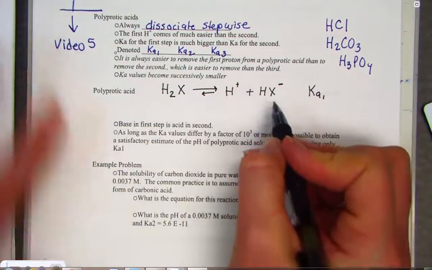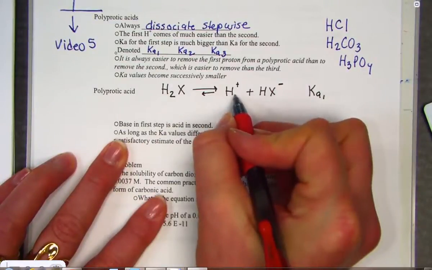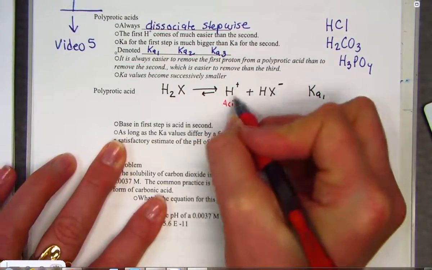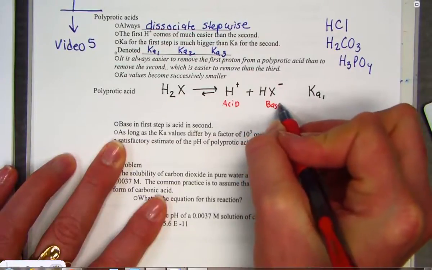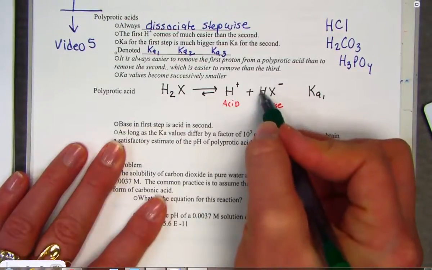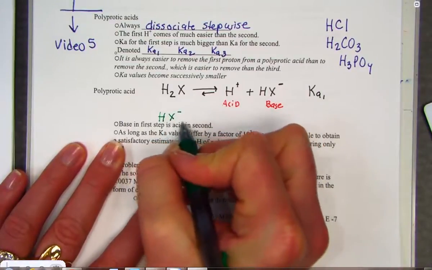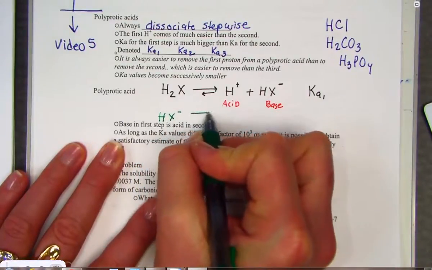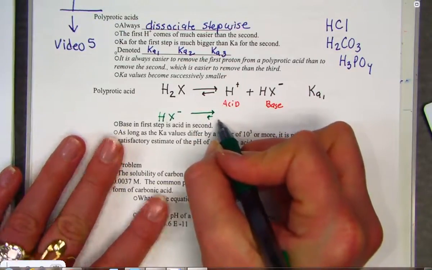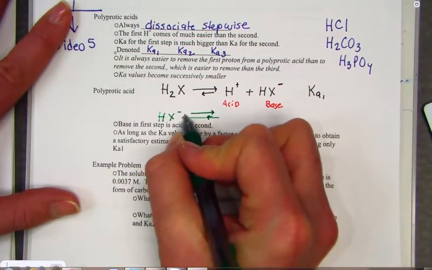So let's remind ourselves of some conjugate pairs. This would actually be in water, and so we would label this the acid. Protons are always acids, and this would be the base in conjugate Bronsted-Lowry pairing. But this base in the first equation now becomes the acid in the second equation, and I'll take off that second proton. And again, I'm going to show this with exaggerated arrows to say it's not as easy to take that off.